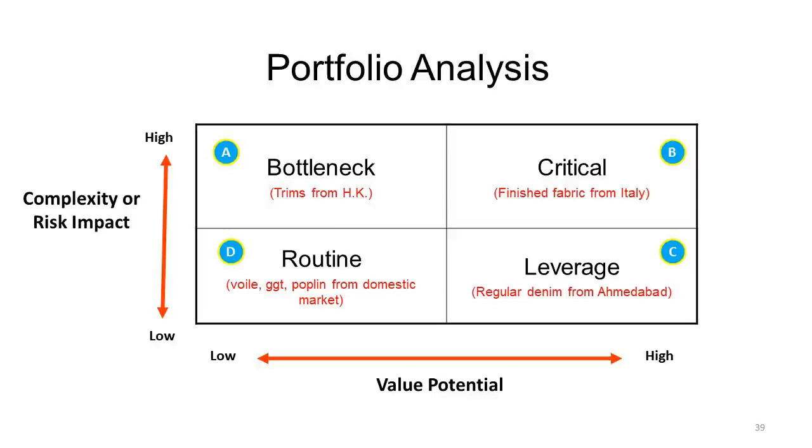Now we have this 2x2 grid, in which on the horizontal axis we have value potential, value in the sense of price-wise value. So low value means something which can be bought for a low amount of rupees, and high value means something which is expensive, for which you have to pay a high amount in rupees. On the vertical axis, we have complexity or risk impact, meaning the higher side means a higher level of complexity or higher risk, and the lower side means low complexity or low risk.